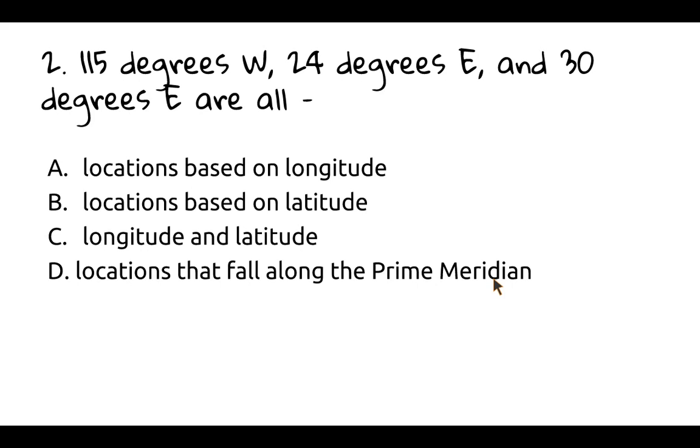All right, now you should be done. Let's check your answer. The answer is A, locations based on longitude. The reason is these lines are labeled west, east, and east. And we know that east and west are the labels for longitude lines only.